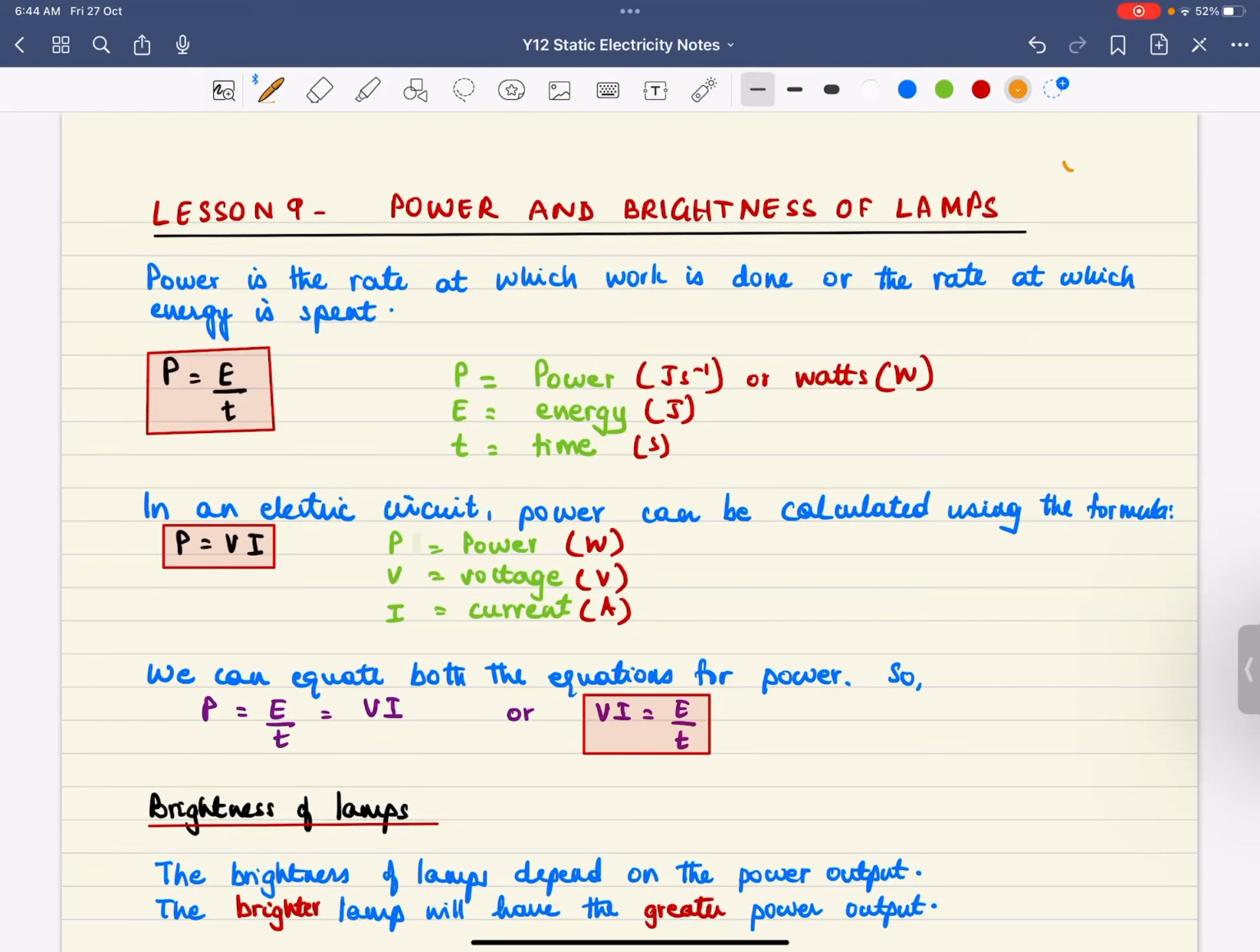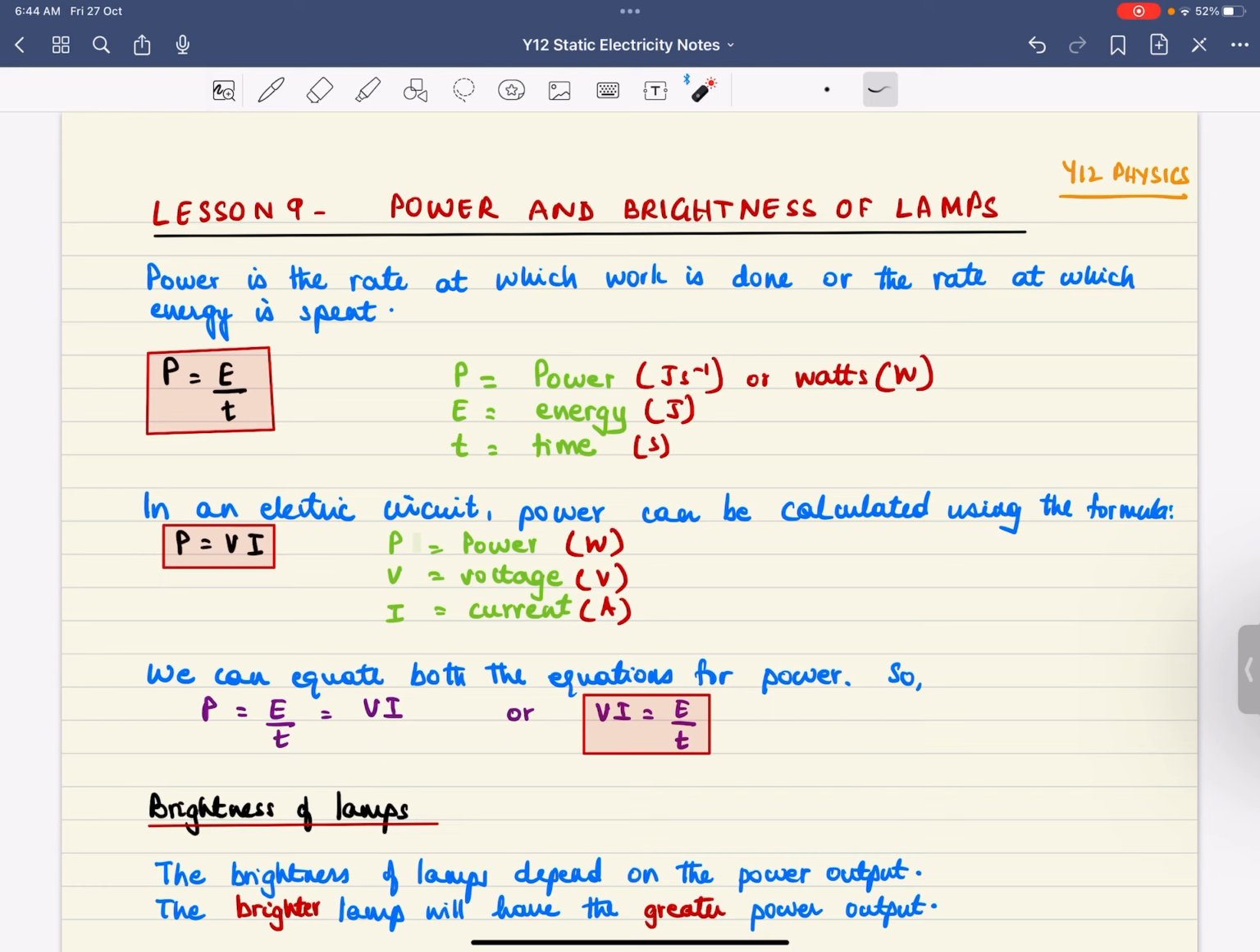This is the last lesson for year 12 physics on DC electricity, and I'll try and put some more videos up for electromagnetism, which will be your very last topic for electricity. So this lesson is on power and brightness of lamps.